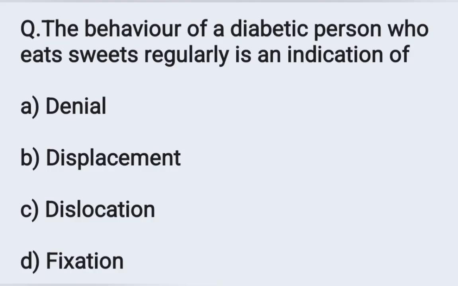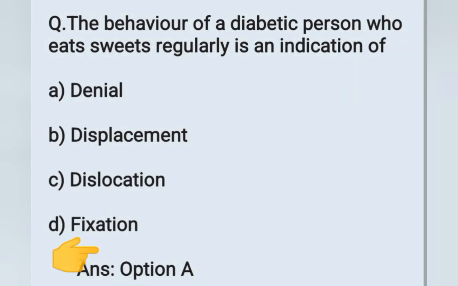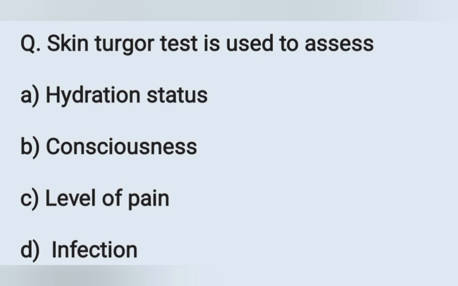And the next question is, the behavior of a diabetic person who eats sweets regularly is an indication of? Options: option A denial, option B displacement, option C dislocation, option D fixation. A diabetic patient who insists on eating sweets regularly, that behavior is an indication of denial. Option A is the correct answer. Move on to the next question and the last question, today's last question.